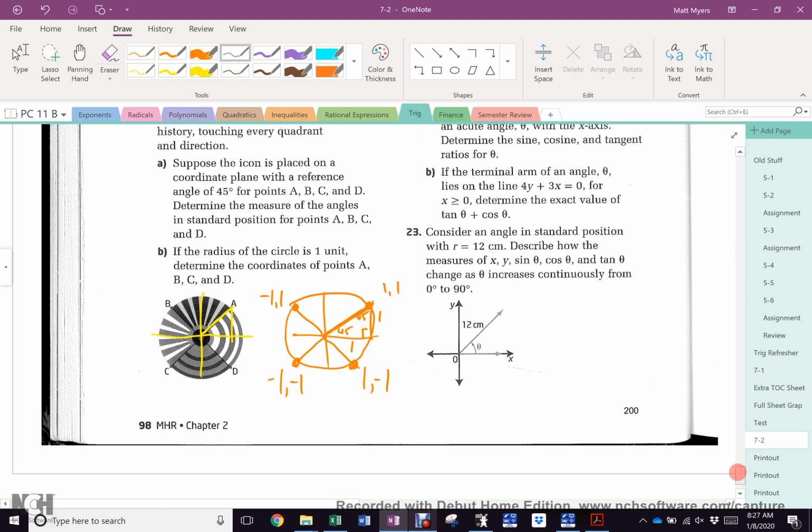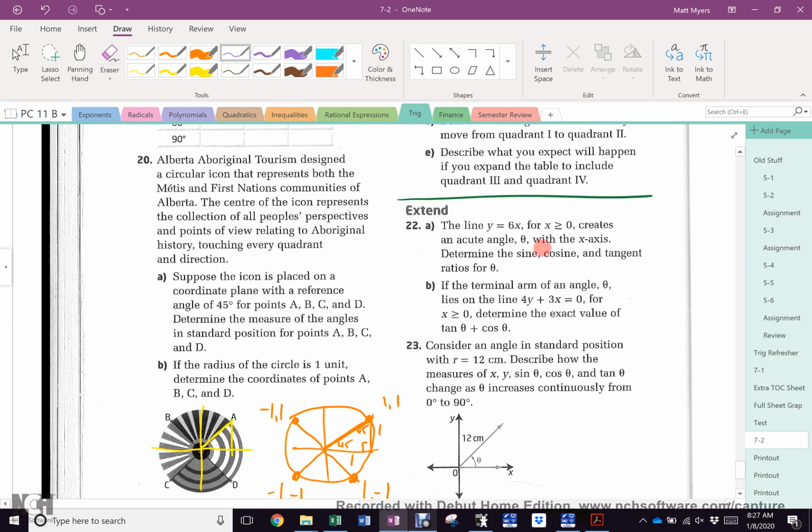And the extension, if you graph a line, it creates an angle, right? Determine sine, cos, and tan for theta. Well, it's 6x, right? So that's a slope of 6 over 1, right? So I went up 6 and out 1. So you would just solve it. If the terminal arm lies on this line, you would have to determine values there. So I'd have to graph that line, put it on the graph, and find the values. We all know how to graph that line.